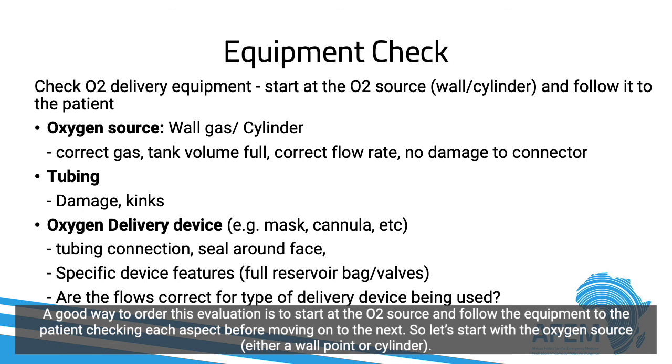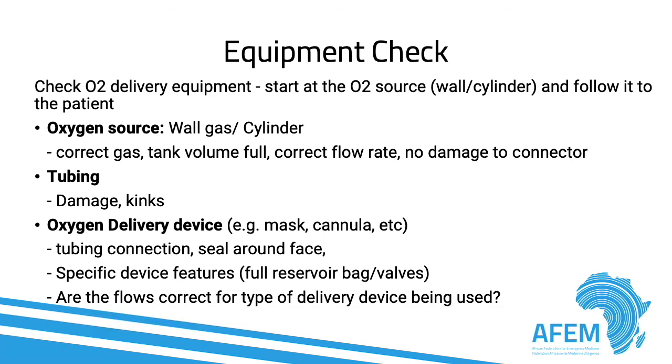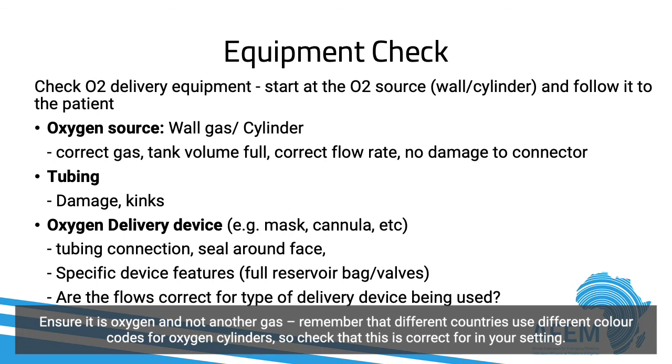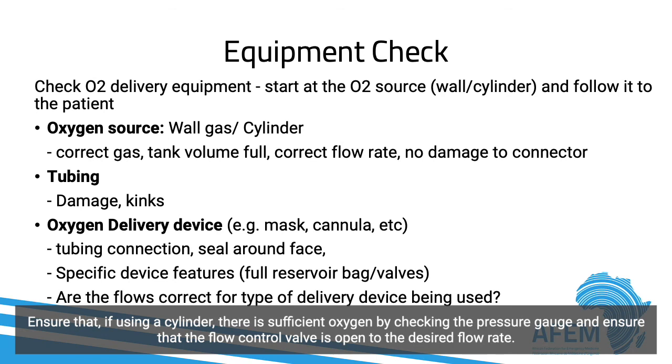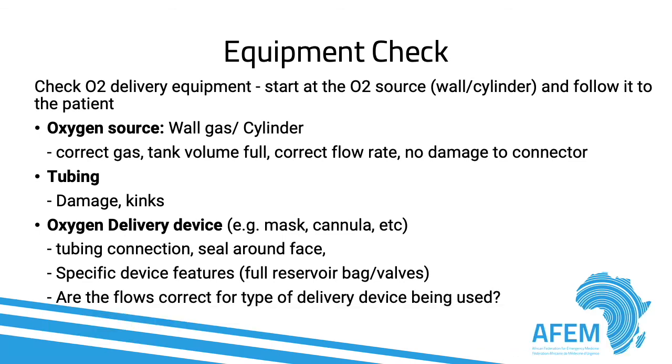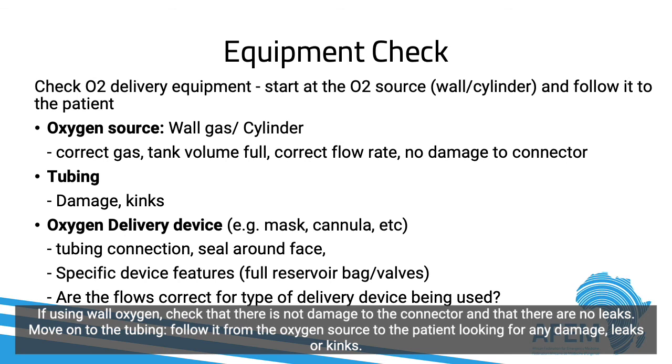This can be either a wall point or cylinder. Ensure it is oxygen and not another gas. Remember that different countries use different color codes for oxygen cylinders, so check that this is correct in your setting. Ensure that, if using a cylinder, there is sufficient oxygen by checking the pressure gauge, and ensure that the flow control valve is opened to the desired flow rate. If using wall oxygen, check that there is not damage to the connector and that there are no leaks.